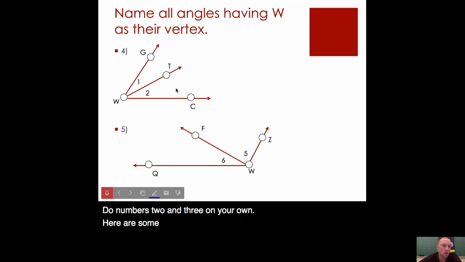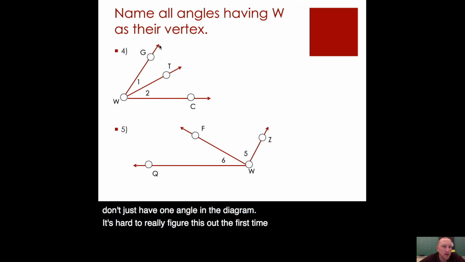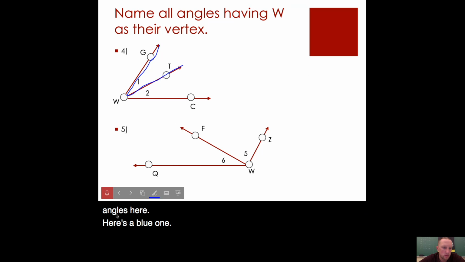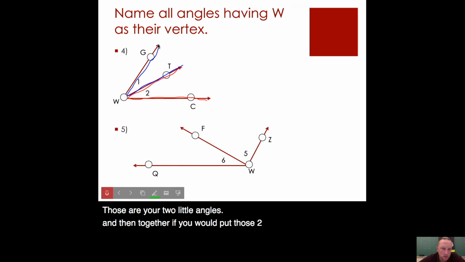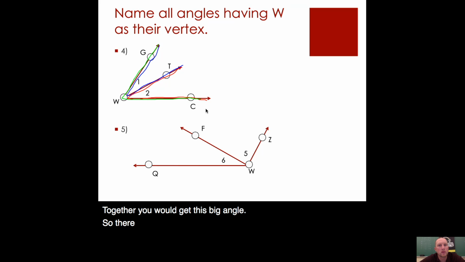Here are some more complicated examples where you don't just have one angle in the diagram. It's hard to really figure this out the first time through, but there's 3 angles here. Here's a blue one. Here's a red one. Those are your 2 little angles. And then together, if you would put those 2 little angles together, you would get this big angle. Okay, so there are 3 angles there.